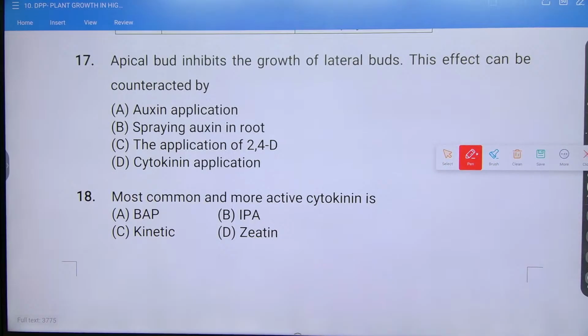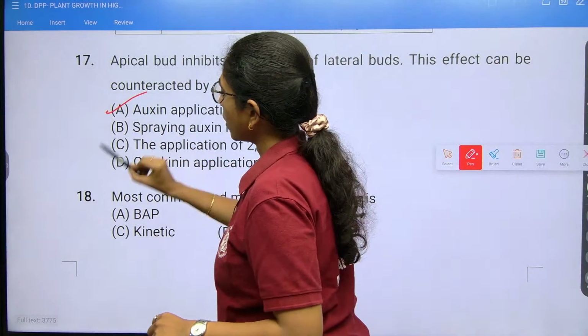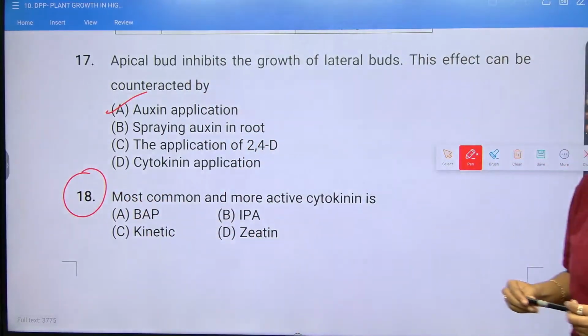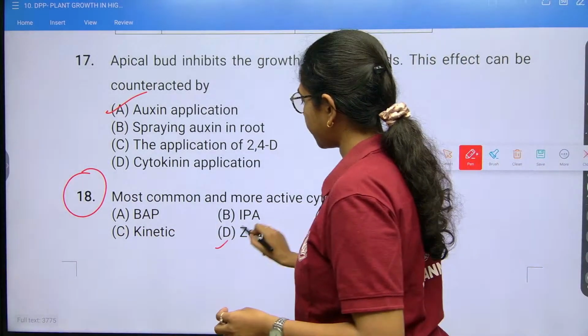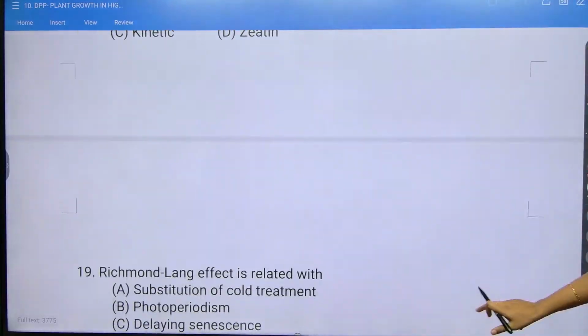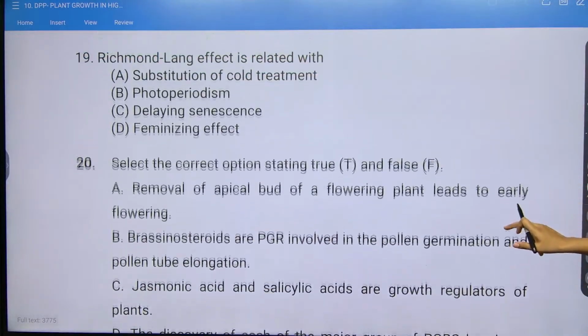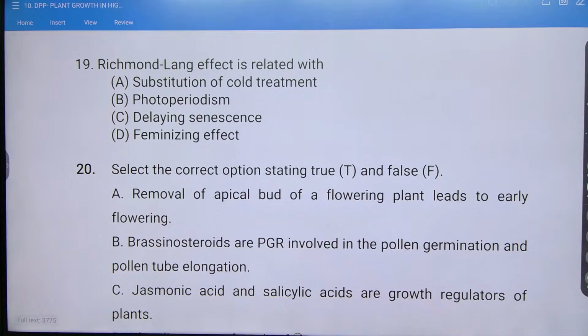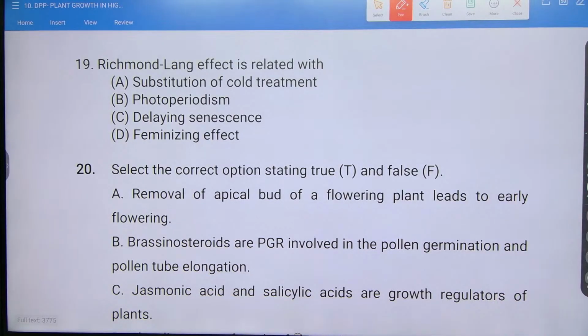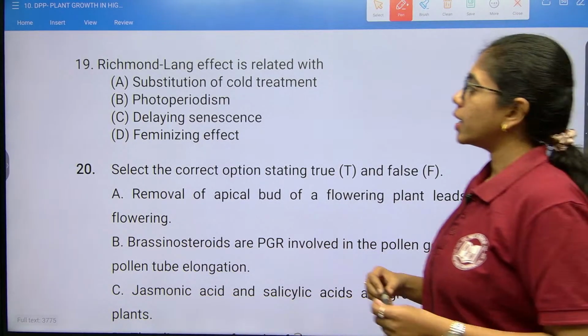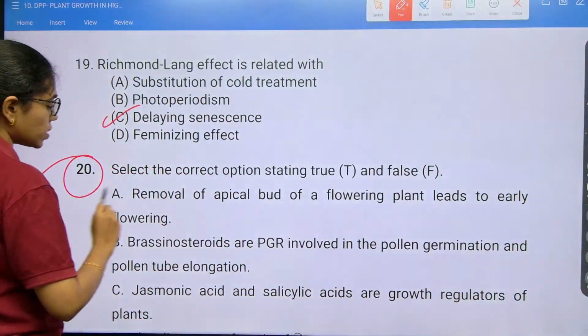Apical bud inhibits the growth of lateral buds. This effect can be counteracted by. 18th question. Most common and more active cytokinin is zeatin. 19th question. Richmond-Lang effect is related with delaying senescence. 20th question ma.